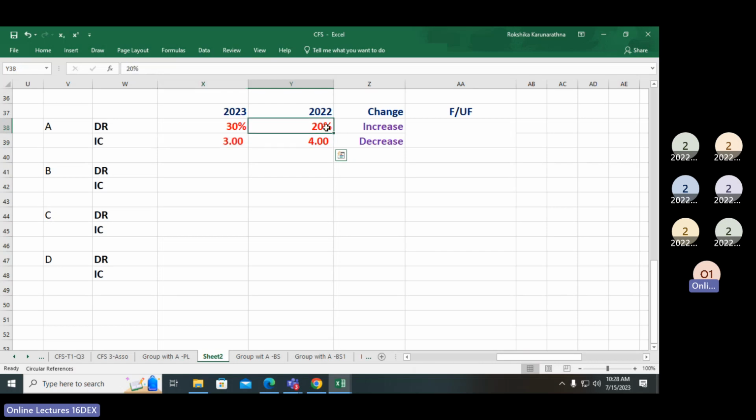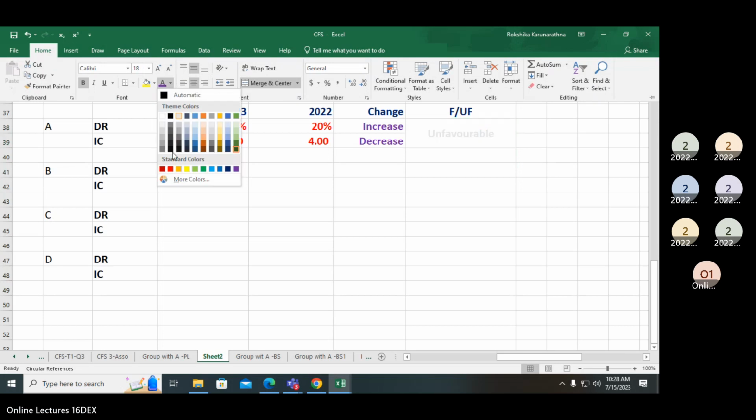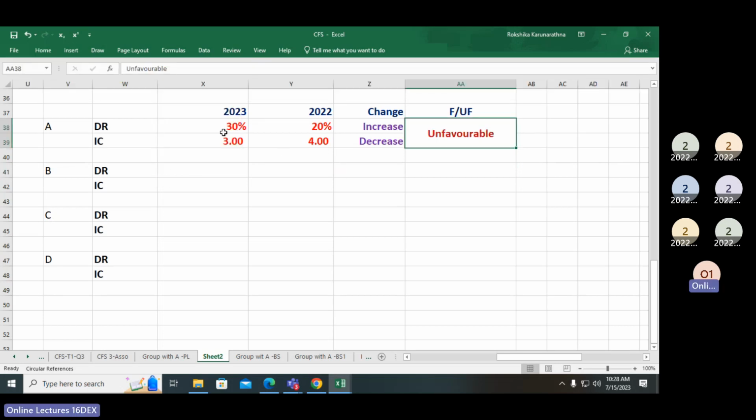දැන් එක පැත්තකින් business එකේ risk එක වැඩි වෙනවා. අනිත් පැත්තේ return එක අඩු වෙලා. Right? Interest cover කියන්නේ the profit available to pay interest. ඒක අඩු වෙලා කියන්නේ මේක unfavorable. This is unfavorable. Right.